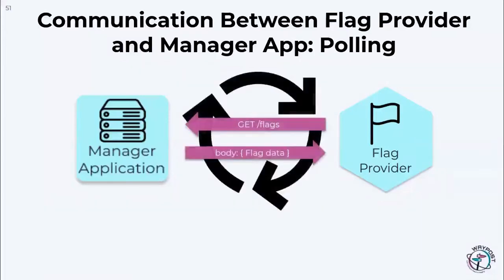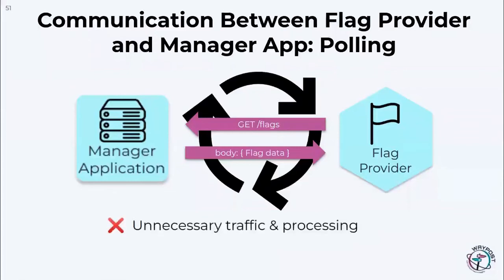Though polling is a viable and simple way to consistently share updates to the flag data, it comes with a few downsides. Many of the polling requests will be unnecessary traffic. For example, even if the flag data hasn't changed since the previous poll, a request will still be sent. Not only is this extra work for the flag provider, but also the flag manager, which has to process each request.